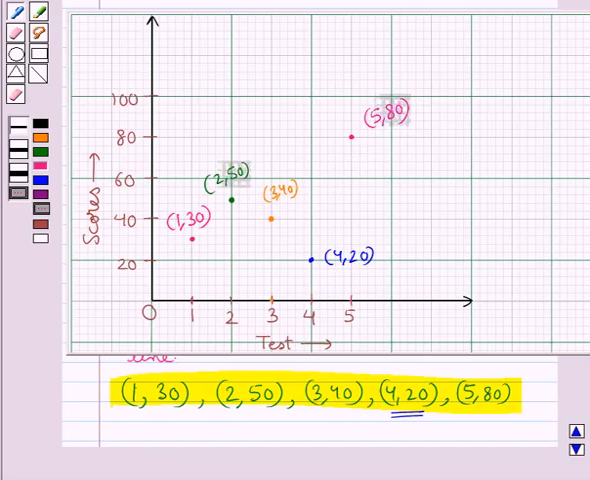Now to get a line graph, we will join the successive points by line segments. So as you can see, we have joined the successive points by the line segments to get a line graph. So from this line graph, you can easily make out the performance of the student in 5 different tests of English. This completes the session.